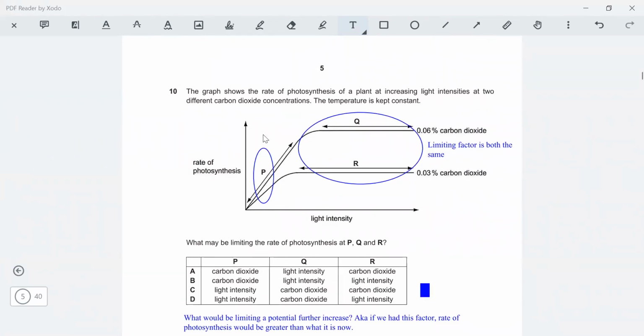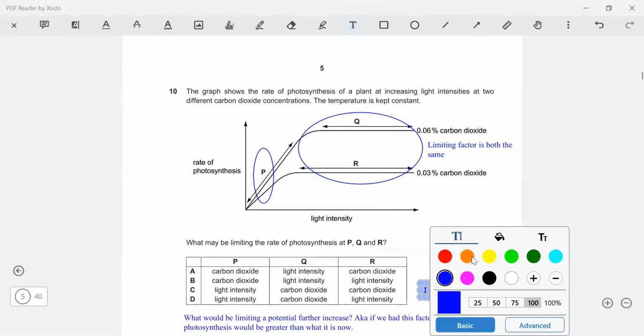And actually, as you can see in P, it is increasing at a steady rate. So there is only further light intensity that can change its rate of photosynthesis. So if it had more light, it will have a greater rate of photosynthesis. Hence, A and B are out. However, in Q and R, even if you see that there's different levels of carbon dioxide, you can see that with these levels of carbon dioxide, the rate of photosynthesis is constant. So the limiting factor is the same. So if you do process of elimination, the same factor, carbon dioxide, the answer would be C.